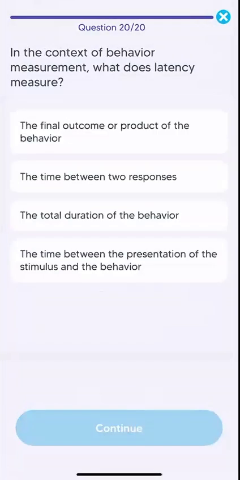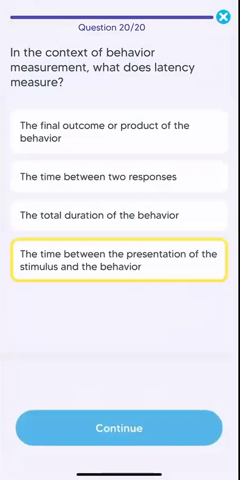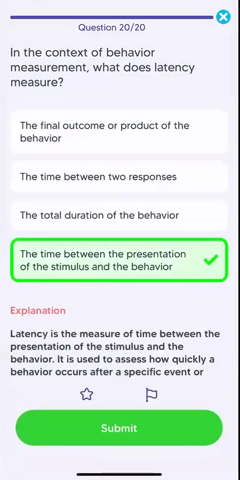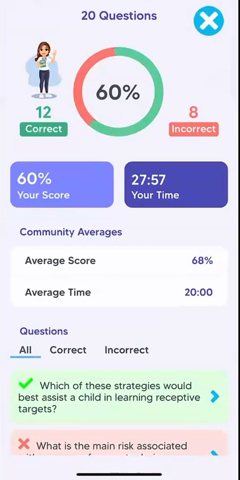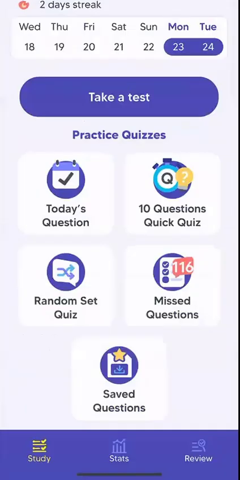Yes, correct. In the context of behavior measurement, what does latency measure? Latency is the time between the presented stimulus and the behavior. Yes, correct.